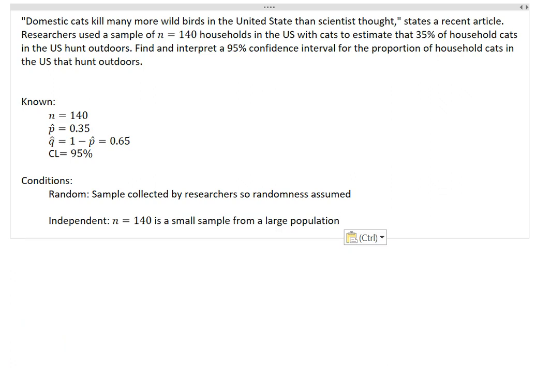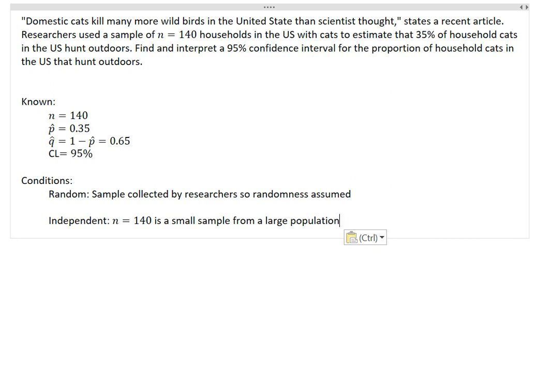In order to be independent, I need to have a small sample from a large population. I can assume that none of the households that I contacted in my survey and asked about their cats probably know each other, because the United States is very large. There are a lot of people that have cats, and if I sampled randomly 140 people, it's highly likely that there is no influence from one person that I surveyed to the other. So I have to make sure that all of my data values were collected independently of one another, that there is no influence from one collection to the other.